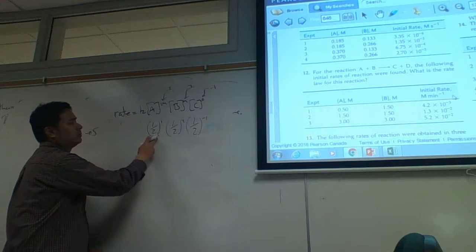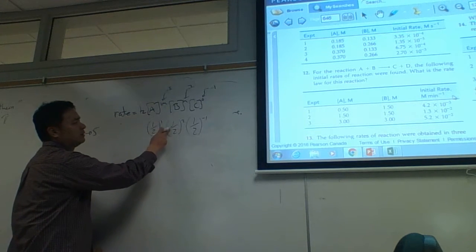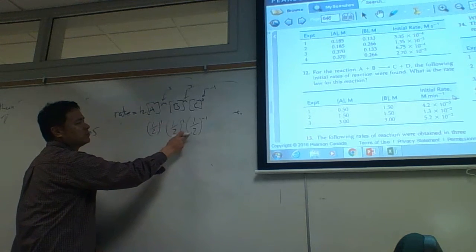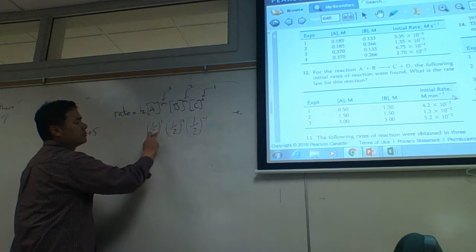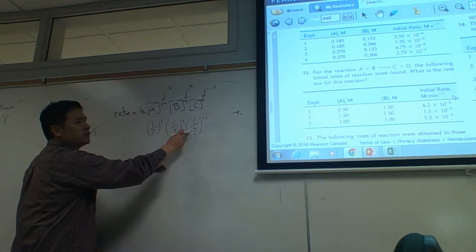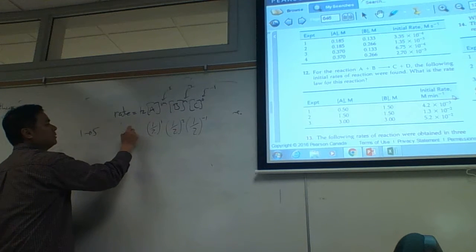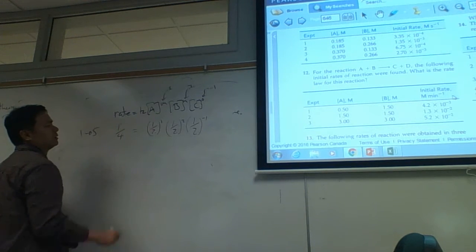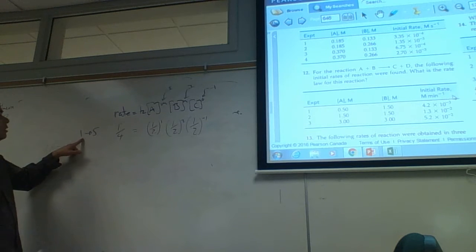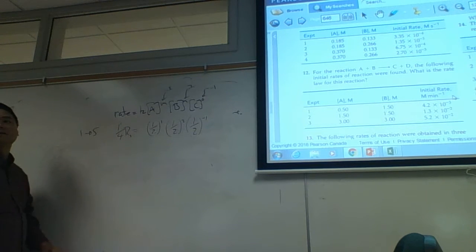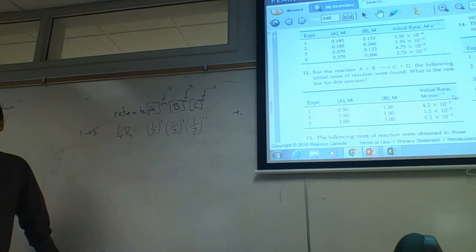Or we'll just multiply it out. This is going to be 1/2 times 1/4 times 2. So 1/2 times 1/4 is 1/8 times 2 is 1/4. And so the rate will be 1/4 the rate of 1. So that would be the answer.